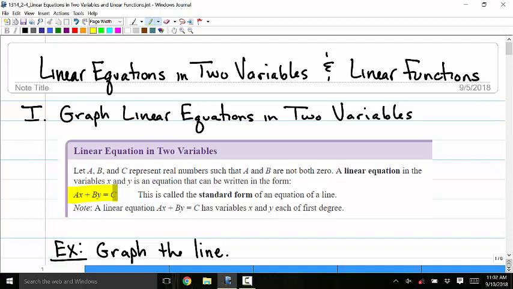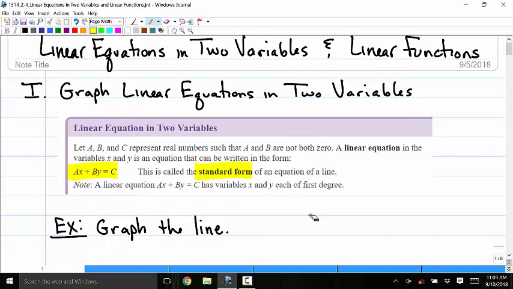That's the slope-intercept form of a line. This is another form of a line, ax plus by equals c. It's called standard form. Okay, let's see. Let a, b, and c represent real numbers such that a and b are not both 0. A linear equation in the variables x and y is an equation that can be written in the form ax plus by equals c. That is called the standard form of an equation of a line. Note, a linear equation has variables x and y each of first degree. That's what makes it linear.